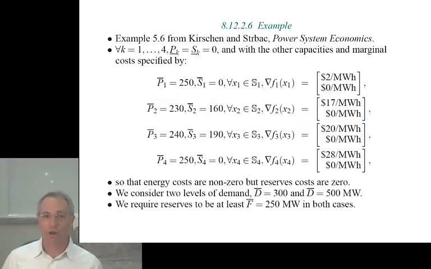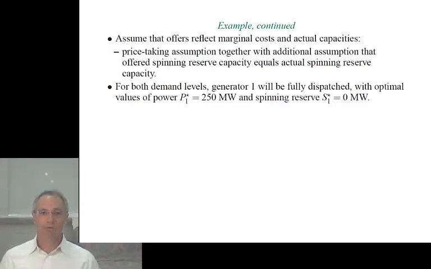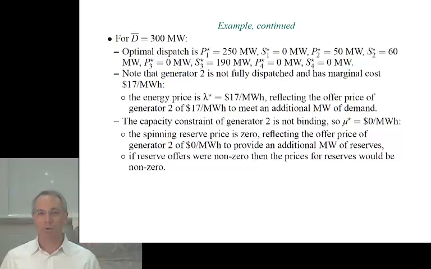Let's see an example of offer-based reserve-constrained economic dispatch. We'll use the same example as before, so we're going to be very easily able to write down the prices. We'll assume that the offers reflect marginal costs and actual capacities. The price-taking assumption, together with the additional assumption that offered spinning capacity equals the actual spinning reserve capacity, will guarantee that the generators will, in working in their own interests, make offers that reflect marginal costs. So for both demand levels, generator 1 is going to be fully dispatched. It produces 250 megawatts of power, spinning reserve 0 megawatts.